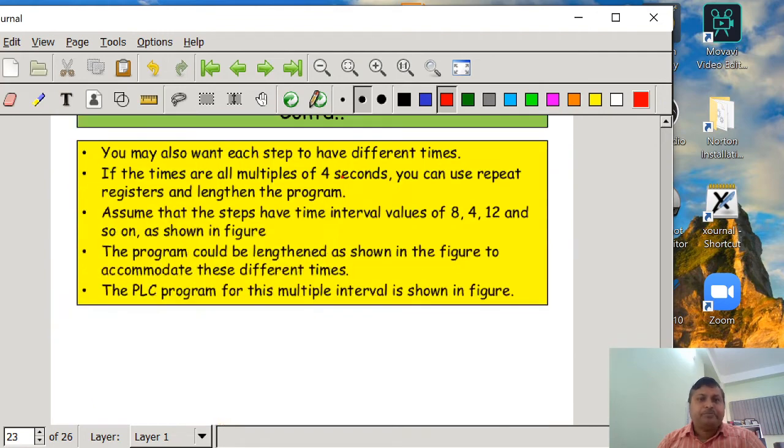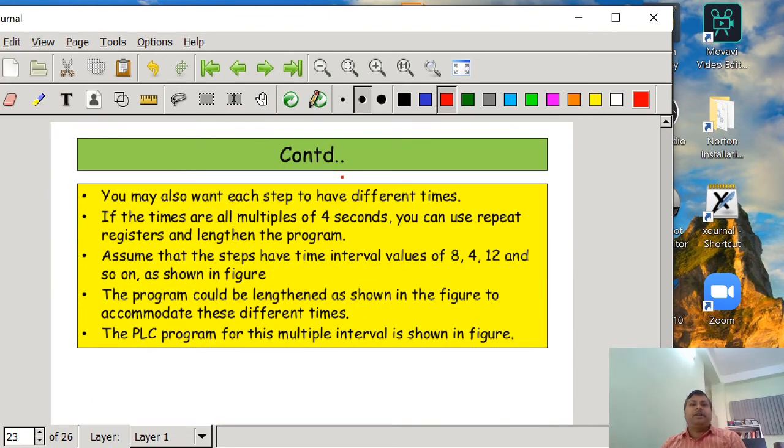problem. But suppose the requirement is a little bit different now. Previously we executed each of the functions for an equal length of time, but it may happen that the requirement is for each function to be executed in a different time interval. So how can we deal with that? You may also want each step to have different times.